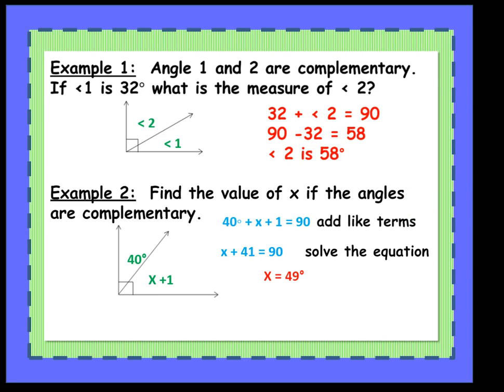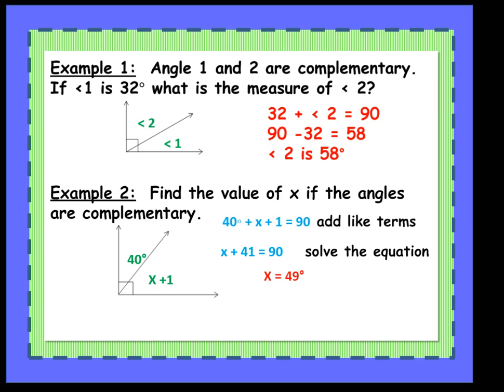So here you have some examples. So looking at example 1, it says angle 1 and angle 2 are complementary. If angle 1 is 32 degrees, what is the measure of angle 2? Well, we can write an equation to solve for that. This is just using the skills we just learned with one-step and two-step equations. Now you just have to use the rules and identities of angles and shapes to set up your equations now.